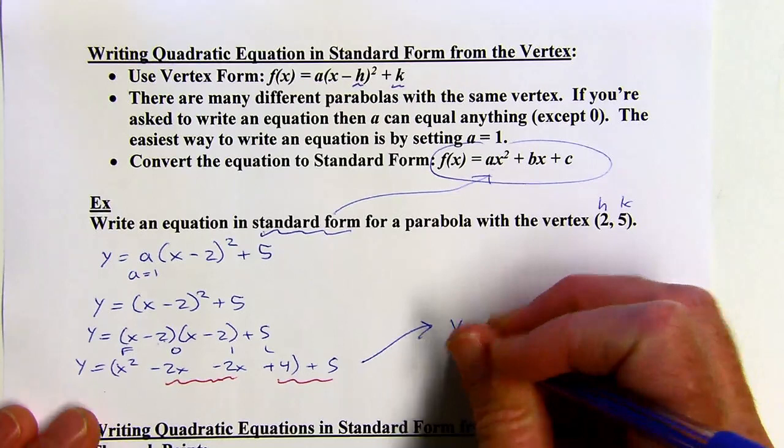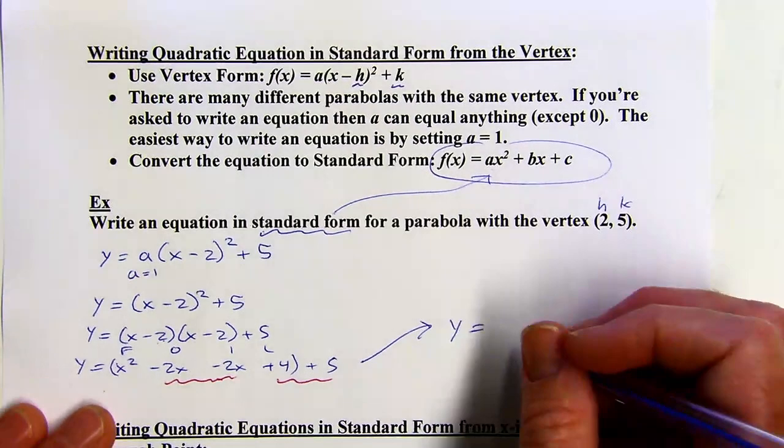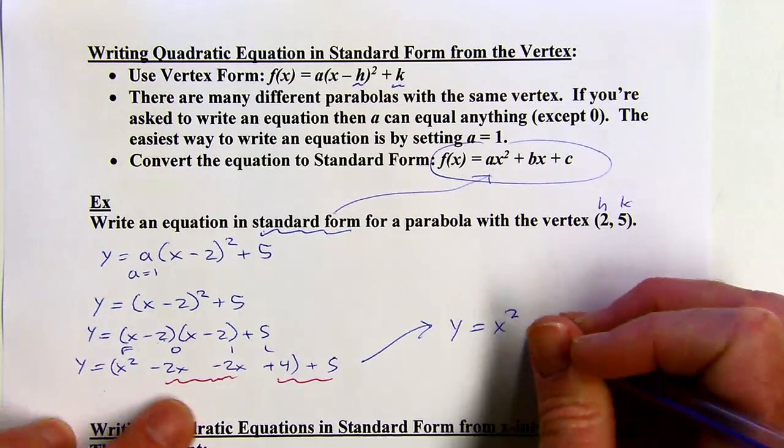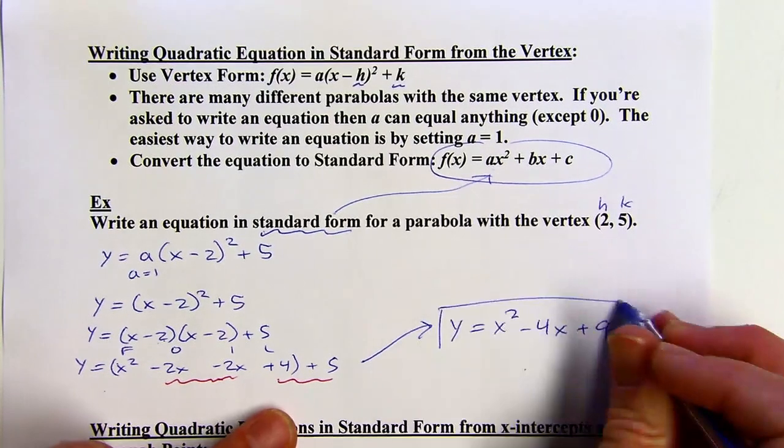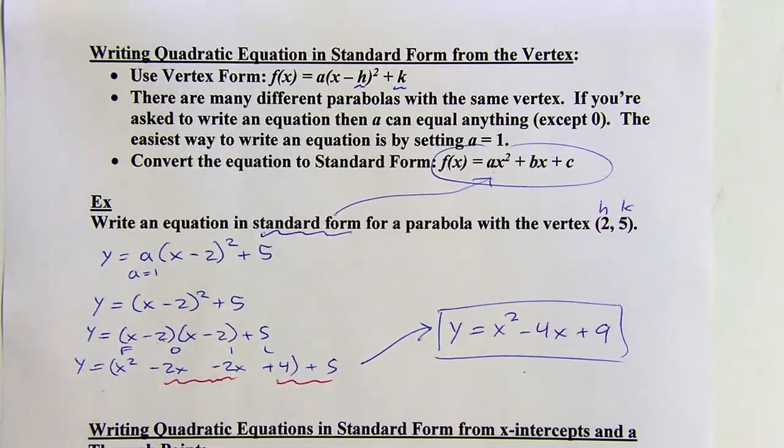So you can say y equals or f of x equals x squared minus 4x plus 9. Okay. All right, not too bad.